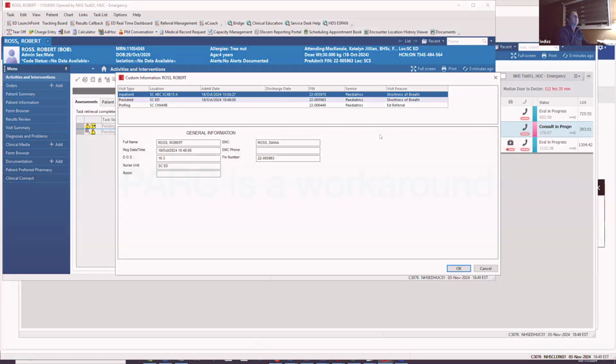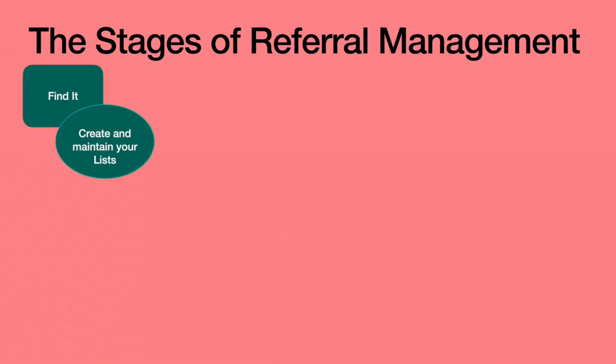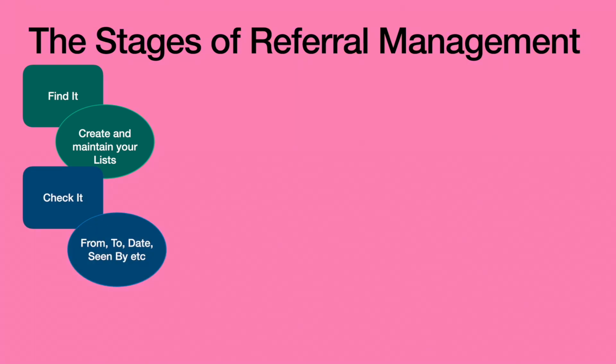Now let's talk about the stages of referral management. When an order for referral is placed and it goes to your referral management, these are the things that you are going to do. The first thing you're going to do is find that referral. And to find that referral, you need to create and maintain your lists so you can find the different referrals easily.